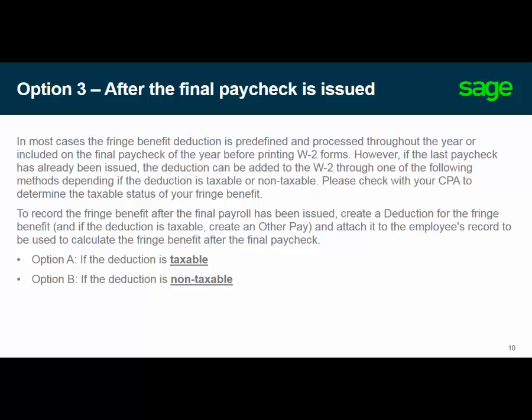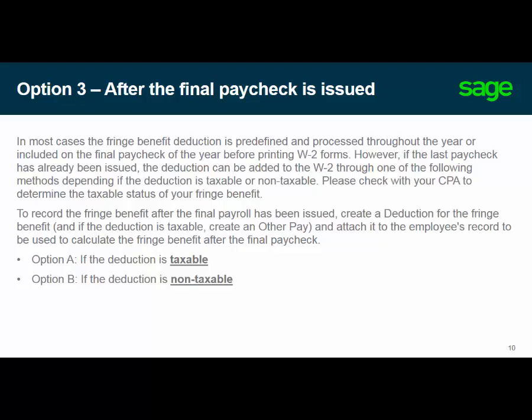In most cases, the fringe benefit deduction is predefined and processed throughout the year or included on the final paycheck of the year before printing W-2s. However, if the last paycheck has already been issued, the deduction can be added to the W-2 through one of the following methods, depending upon if the deduction is taxable or non-taxable. Please consult with your CPA to determine the correct taxable status of your fringe benefit.